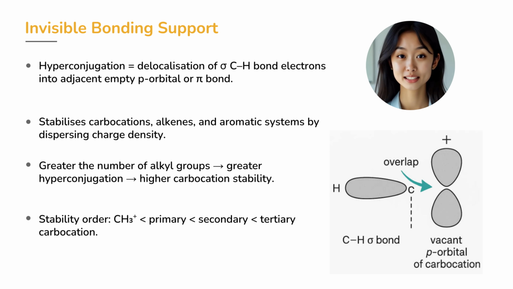Hyperconjugation also stabilizes alkenes and aromatic compounds. So even though we don't see these bonds directly, their invisible support makes the structure far more stable. Think of it like neighbors pitching in food when your kitchen runs out. The hidden support keeps everything balanced.